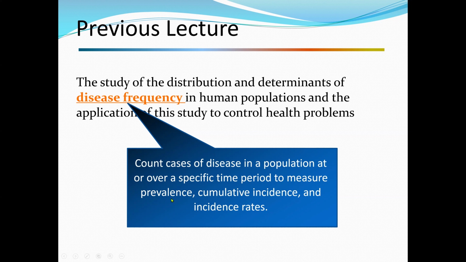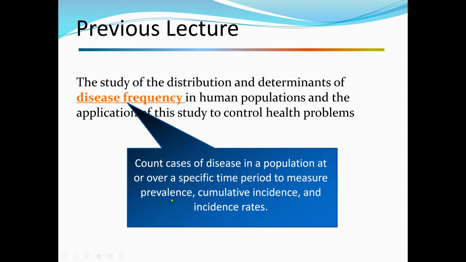In this lecture, we are going to focus on the determinants. Thus, we are going to identify the preventative, curative, and causative factors by comparing the measures of disease frequency and calculating the measures of association. So here we are going to deal with finding the absolute values and also the relative or ratio values.